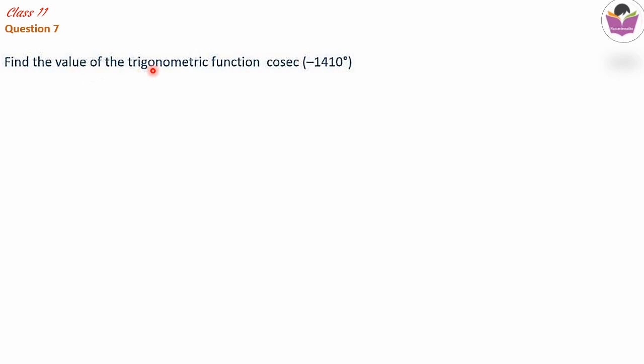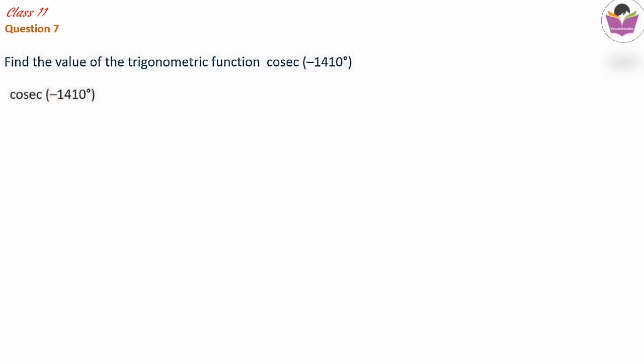Next we shall discuss the 7th question. Find the value of the trigonometric function cosec minus 1410 degree. When we compare with the previous question, there is a negative sign here. Let's see what we can do. Cosec minus 1410 degree. First of all, this degree we have to change into radians. Before that, we have to find a solution for this minus.